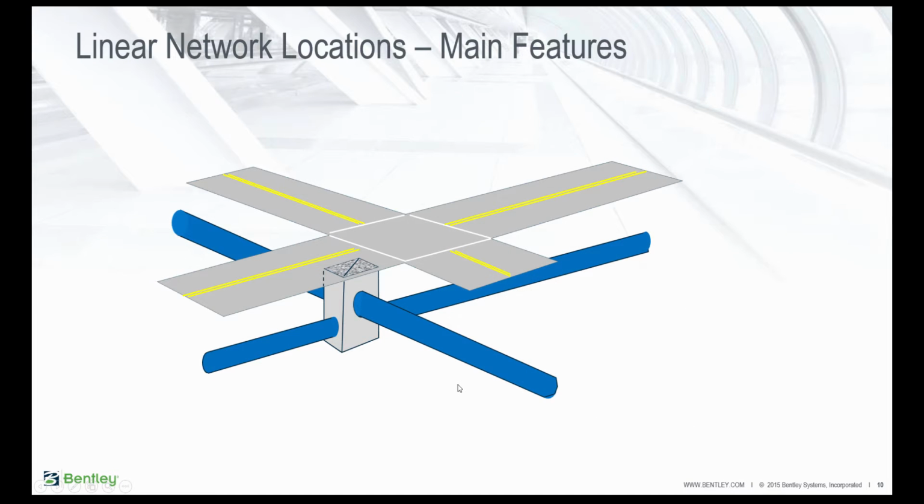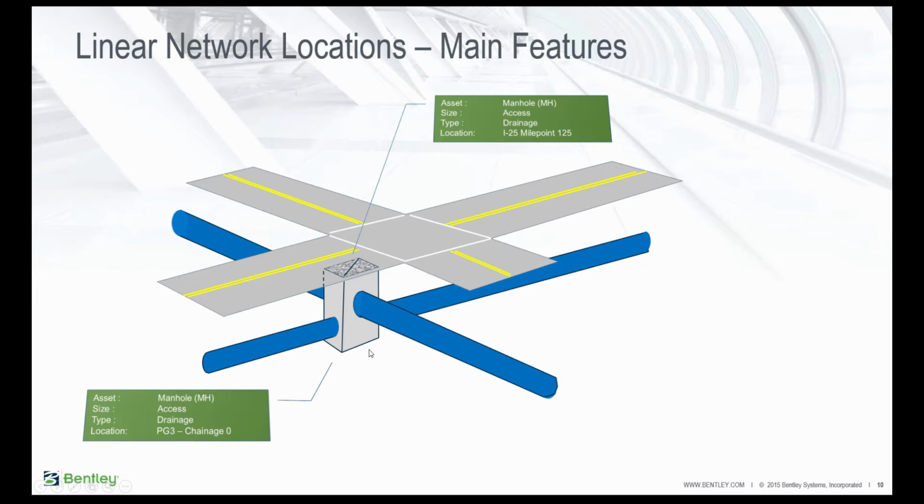And here we have an example of an asset located on multiple network types. This is an example of a gully where the surface visible part of the gully is referenced relative to the road network that it relates to. But the subsurface asset itself is located against the drainage network that it serves.